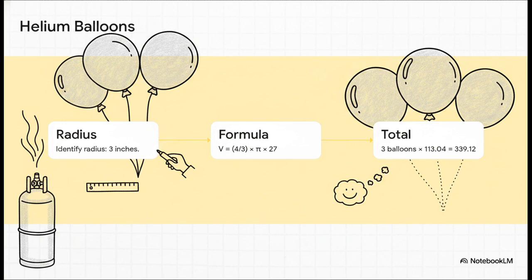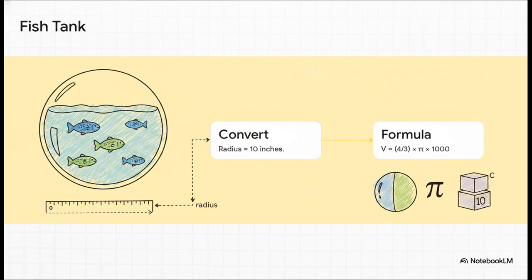But wait, we aren't done yet. Step 3. The problem asks for the total volume of all 3 balloons, so we multiply that 113.04 by 3, and our grand total is approximately 339.12 cubic inches of helium needed. Okay, let's ramp up the difficulty just a tiny bit.